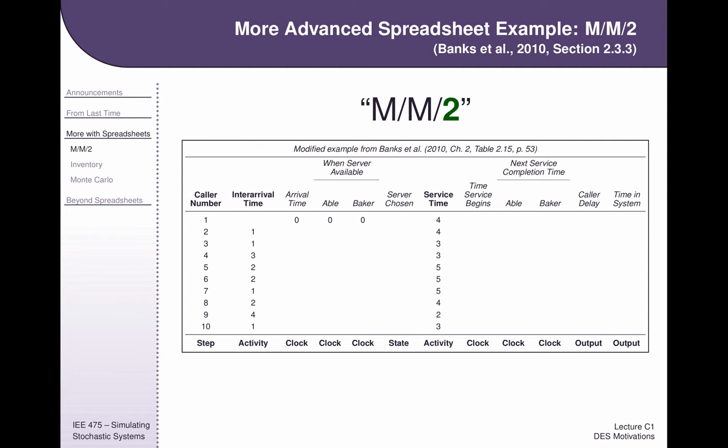Again, we put all the information we know, all the activities, we populate ahead of time. So these you can think of as the inter-arrival times. These are just drawn from an exponential distribution. These service times can be drawn from an exponential distribution as well. At arrival time 0, Able and Baker are both available, so we put their available times both at 0. Everything else we have to fill out as we go.